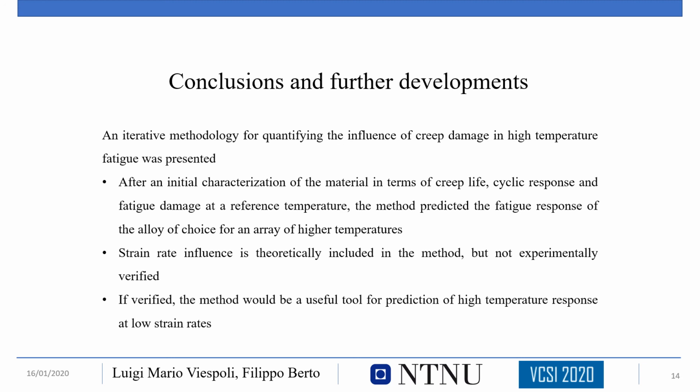In case it should be verified, it would be a great advantage for the prediction of fatigue life at low strain rates, for which fatigue testing results extremely time-consuming and sometimes unfeasible.